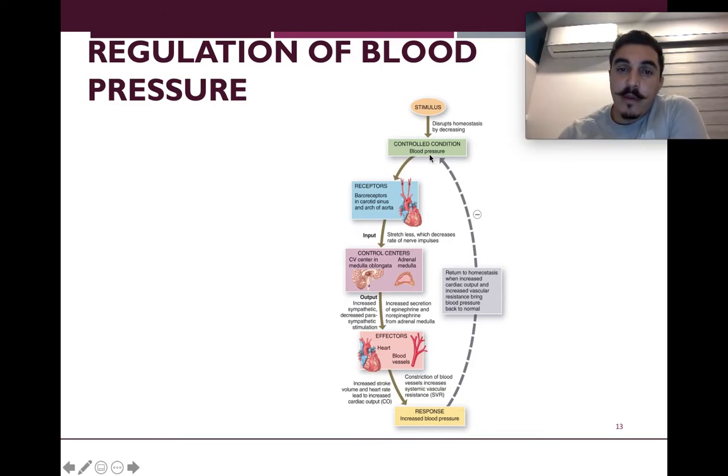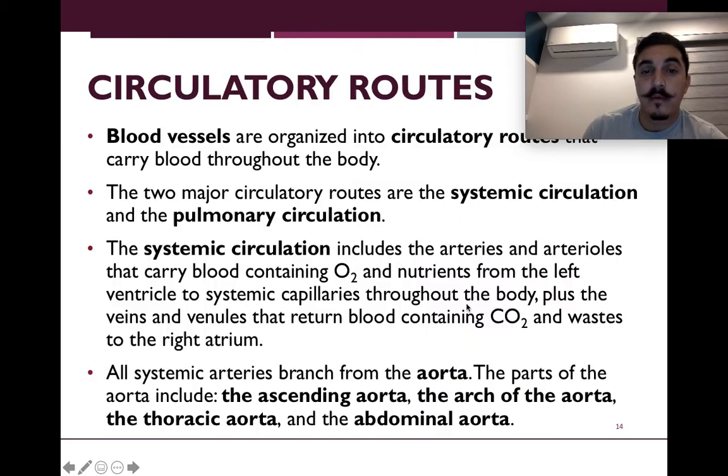Control condition, you've got blood pressure and baroreceptors. Notice that they stretch less, which decreases the rate of nerve impulses. And you see that in the CV center, you increase the parasympathetic stimulation, and increase secretion of epinephrine and norepinephrine to the heart or the blood vessels, and then you increase that blood pressure to give it back to normal. Okay.